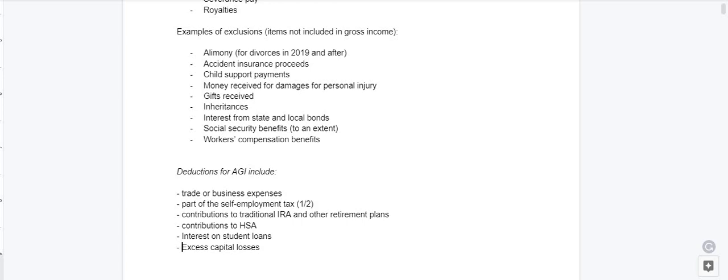One thing to keep in mind is the limitations on many of these deductions. So many of these deductions have limitations. And of course, these specific limitations is something we'll go over in future videos. But I hope this video has given you a nice overview of some of the deductions for AGI.